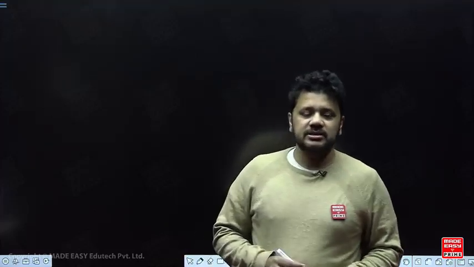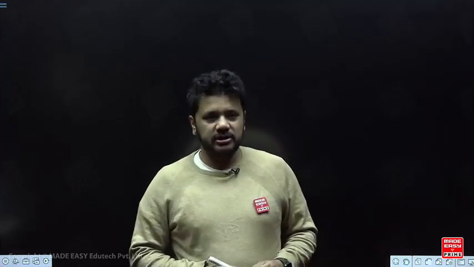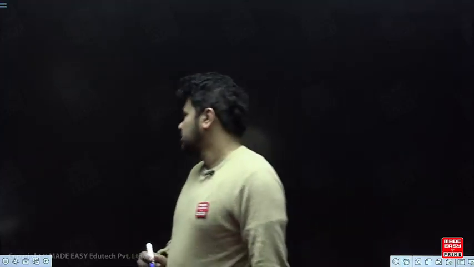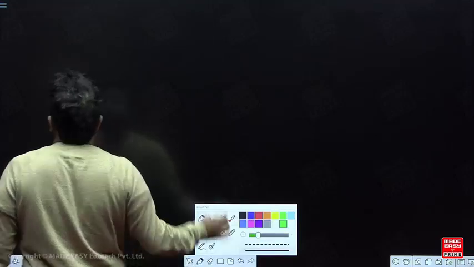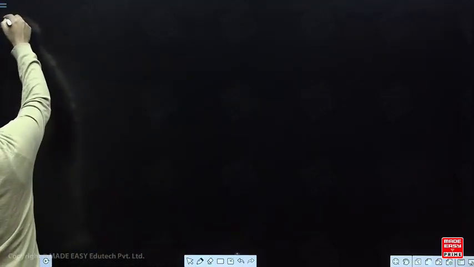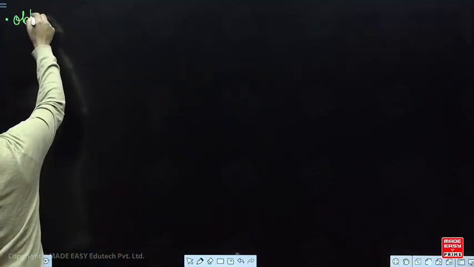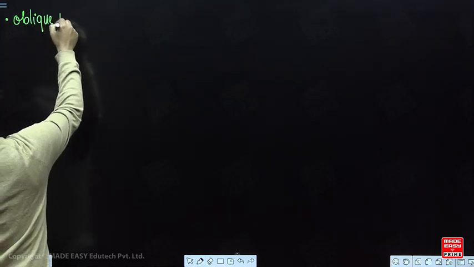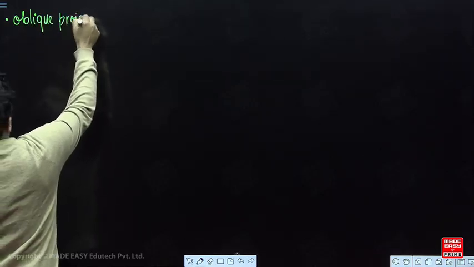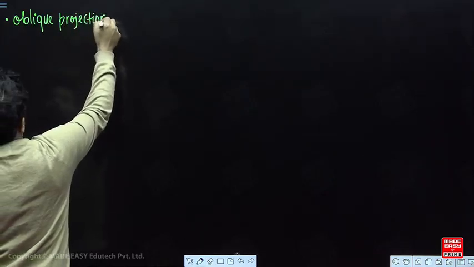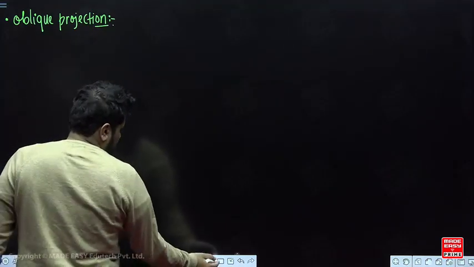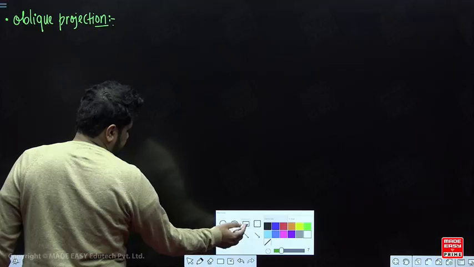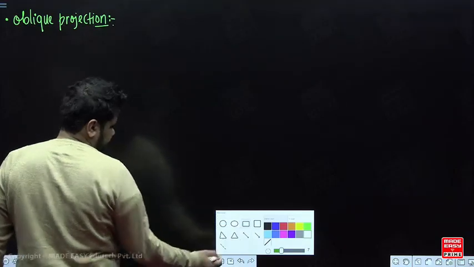In the last class we discussed orthographic projection. So we are left with two things, that is oblique projection and axonometric projection. We will finish those two things today. Oblique projection, right? Let us take an example to understand this.